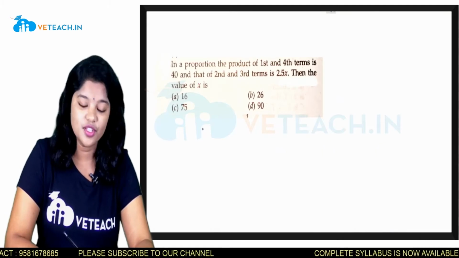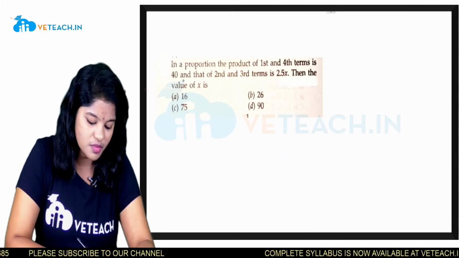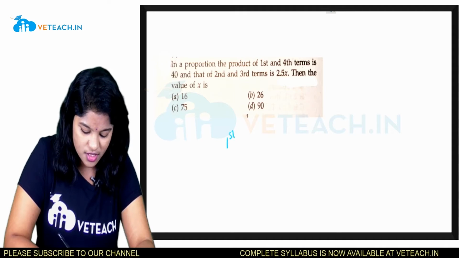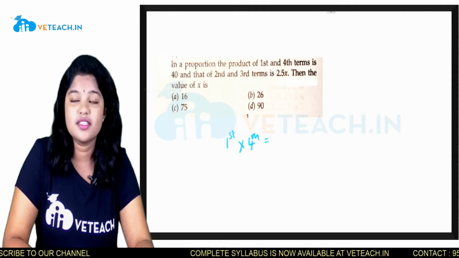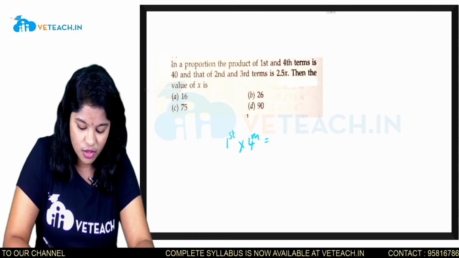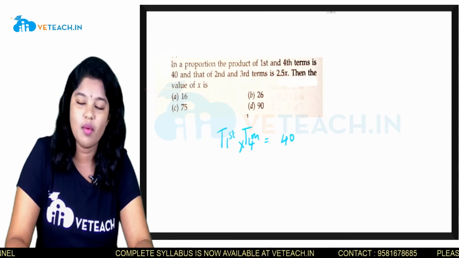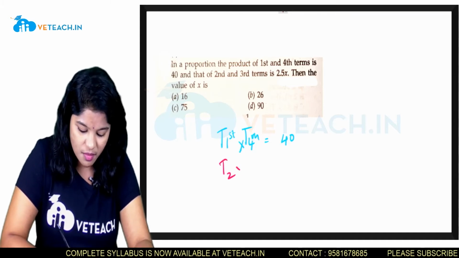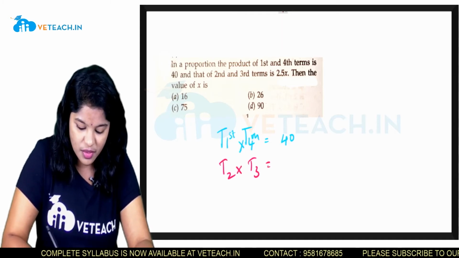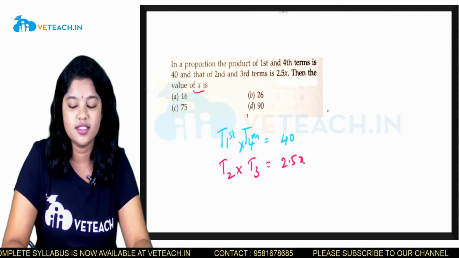So see the next question. In a proportion, the product of first and fourth terms is 40. So first and fourth terms, product means nothing but multiplication of first and fourth terms is 40. So T1 into T4 is equal to 40. And the product of second term and the third term is 2.5x. Then what is the value of x?